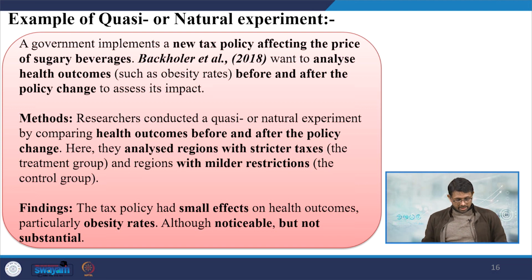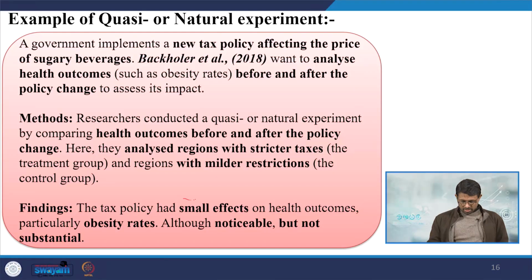The method taken was that researchers conducted a quasi natural experiment by comparing health outcomes before and after the policy change. Here they analyzed regions with stricter taxes and regions with milder restrictions. The stricter taxes they refer to as the treatment group, whereas the mild restriction is the control group. They found that the tax policy had small effects on health outcomes, particularly on obesity rates, although noticeable but not that substantial.